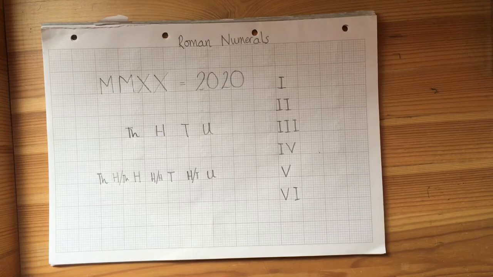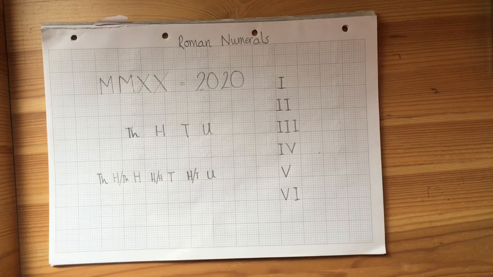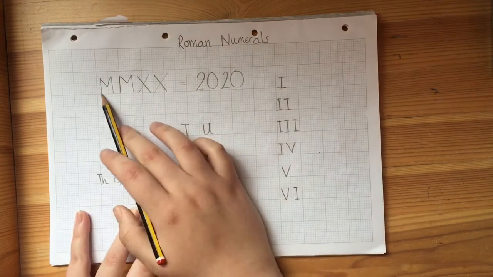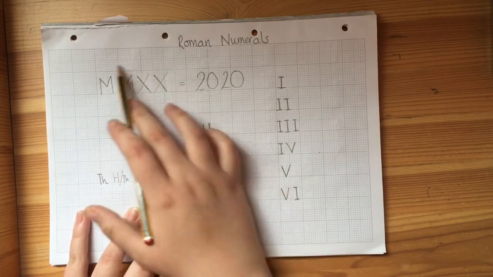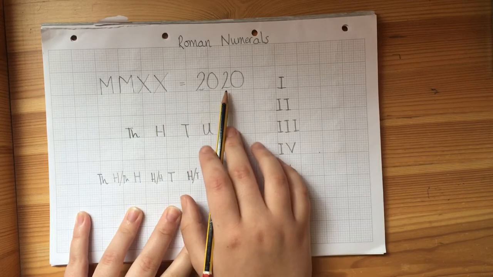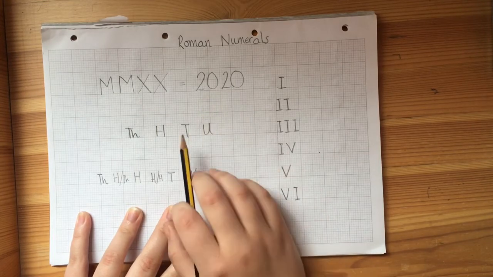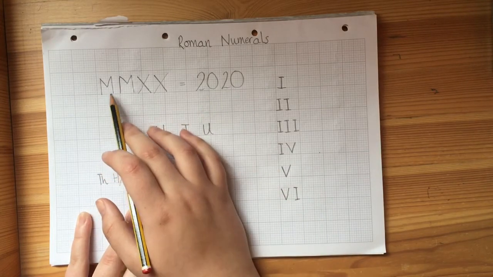So this week we're going to be looking all about the Romans. And so the Romans had their own math system. They called it numerals, or we now call it Roman numerals. So instead of using numbers, they used letters to represent how they counted. So here I have how the Romans would have written the year that we're in, so 2020. They would have written it MMXX.